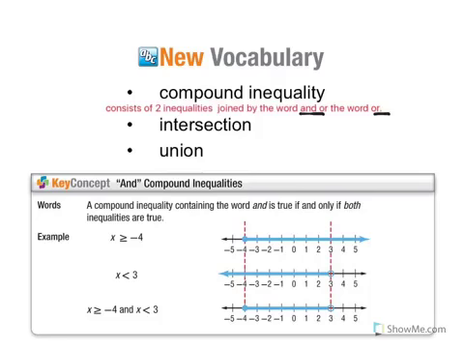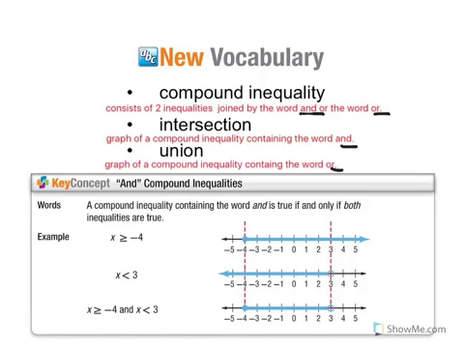And to solve one of these inequalities, you must solve each part of it. The graph of a compound inequality containing the word and is the intersection of the solution sets of two inequalities. And the graph of a compound inequality containing the word or is the union. So the first thing we're going to talk about is the and compound inequalities.